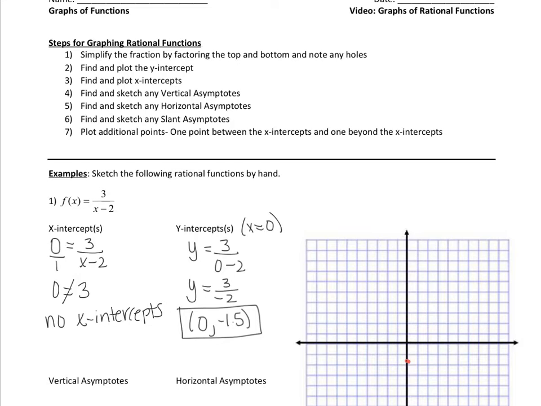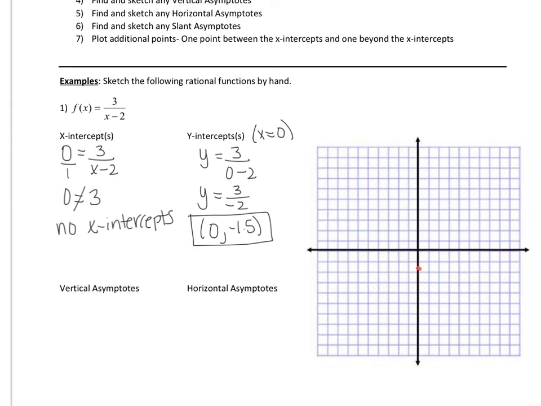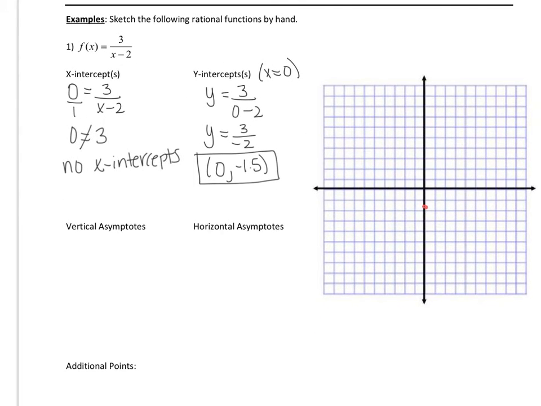Okay. The next thing that we want to do is find and sketch any vertical asymptotes or any horizontal asymptotes. So that's step 4 and 5. So remember, a vertical asymptote is when the denominator is equal to 0. So x minus 2 is the denominator, set it equal to 0, and add 2 on both sides, and x is equal to 2. So we can go ahead now and sketch my line x equals 2 as my asymptote.